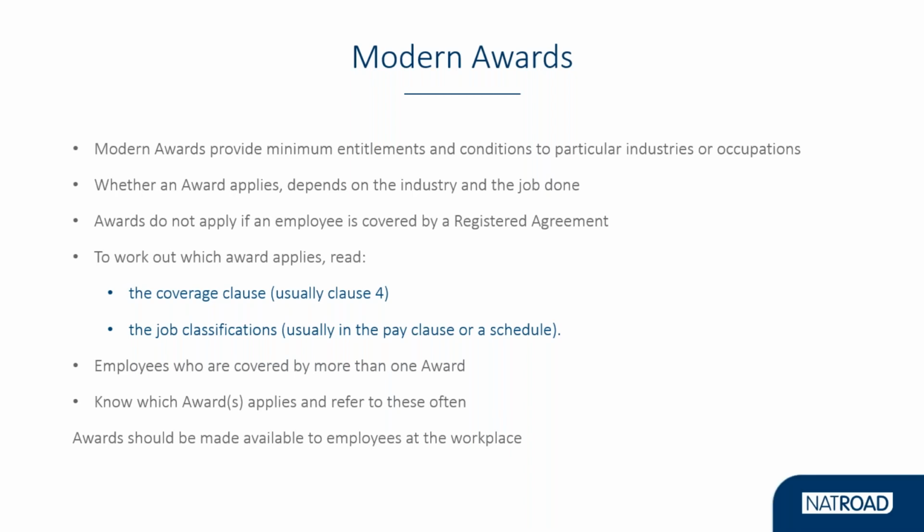Now, to work out which award applies, because again, a lot of our members not only have road transport drivers, but you have clerical staff, other maintenance staff. So again, it's not just the road transport awards that will apply to your business. So in working out which award applies, there is a coverage clause, which is typically clause 4 within the modern award. That gives you a breakdown as to what is covered. Quite a lot is not covered sometimes.